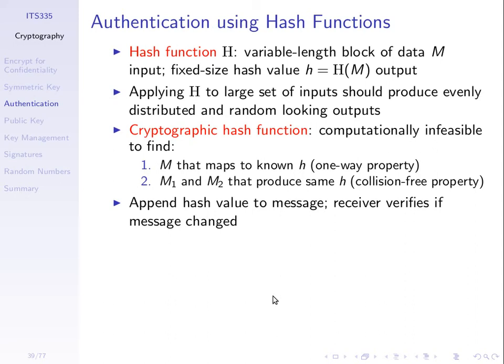Just going back. For a cryptographic hash function, it should be hard for an attacker to find two messages that produce the same hash value. If they can, then they can perform an attack that will go undetected.